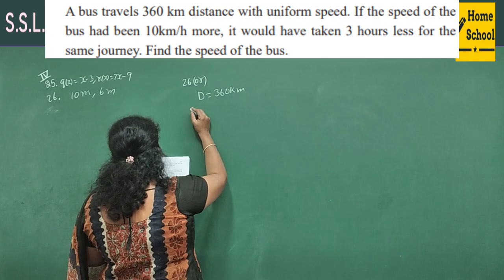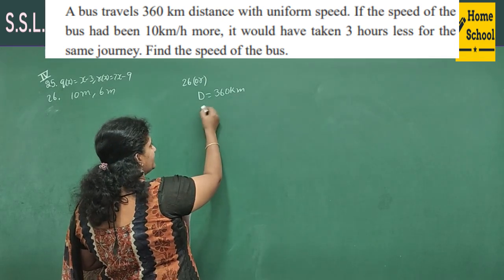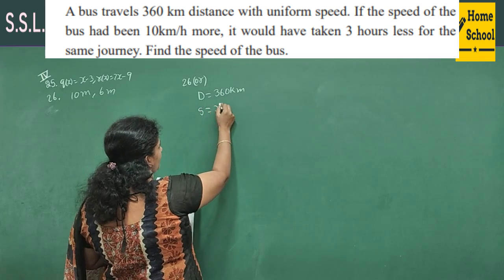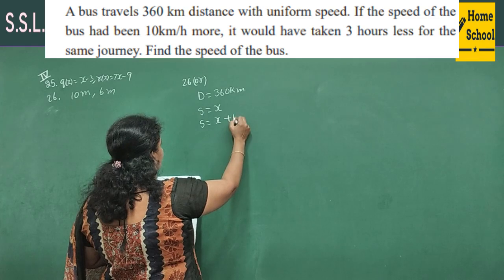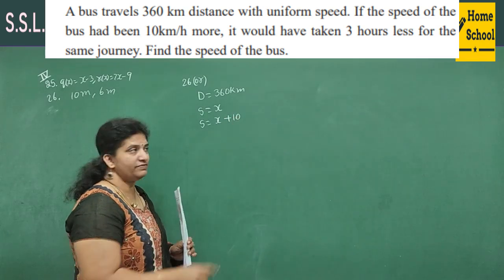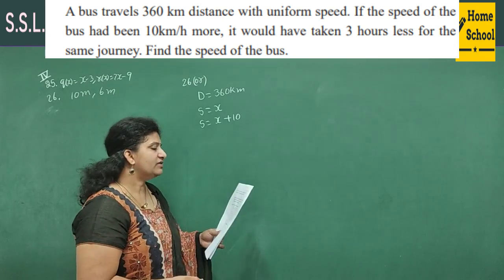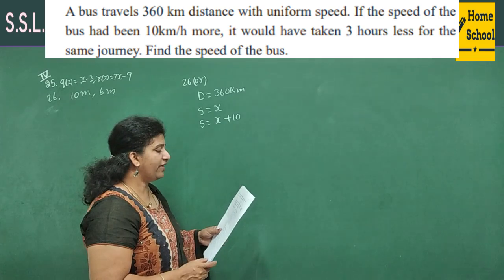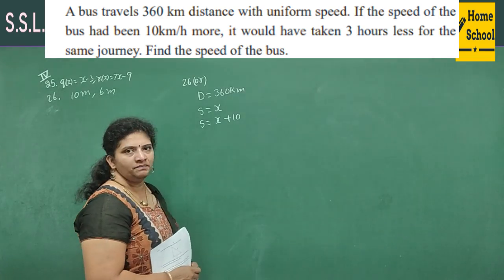This problem along with the verbal statements you need to complete. Uniform speed of the bus had been 10 kilometers more. Let the initial speed be x. And what happens to the speed? Speed increases, that is x plus 10. Now, how much time it takes less? If the speed increases, time decreases. How much time it is decreasing? 3 hours less. Find speed of the bus.